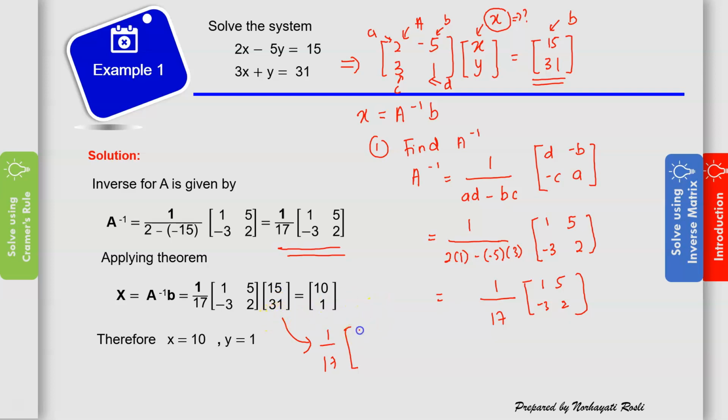So in this case, it is 1 times 15 plus 5 times 31, and then the second row, negative 3 times 15 plus 2 times 31. When we solve this, we get the answer 10 and 1, which is our x equal to 10 and our y equal to 1. This is the final solution for this question. And this is how we can solve a 2 by 2 system by using the inverse method.